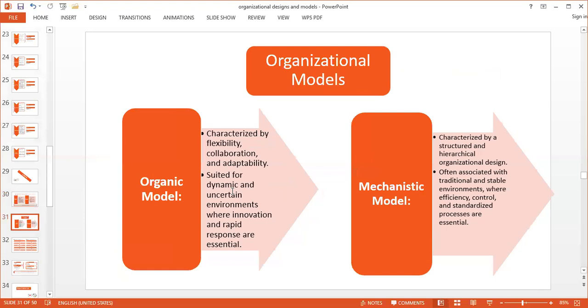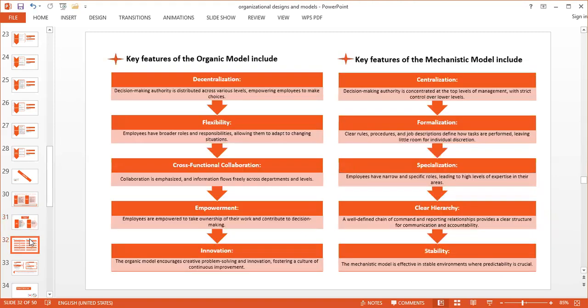It is suited for dynamic and uncertain environments where innovation and rapid responses are essential, while the mechanistic model is characterized by a structured and hierarchical organizational design. It is often associated with traditional and stable environments where efficiency, control, and standardized processes are essential.